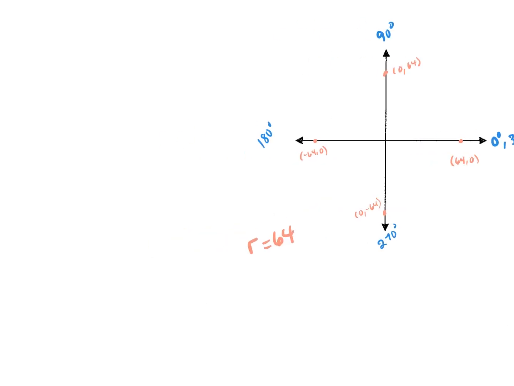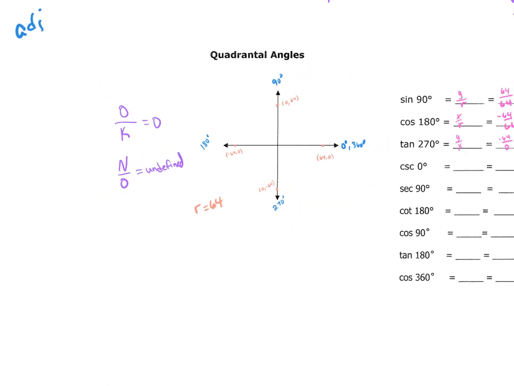If you need to put a little note, a reminder over here, remember 0 over a number is okay. That means we have 0. A number over 0 is no way. That means we've got something that's undefined. So it might be helpful to have that reminder written somewhere there.